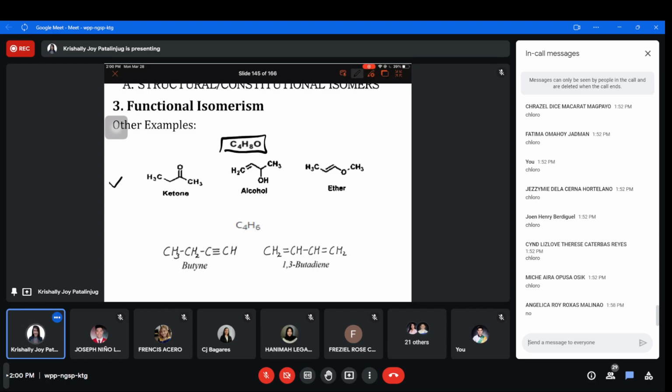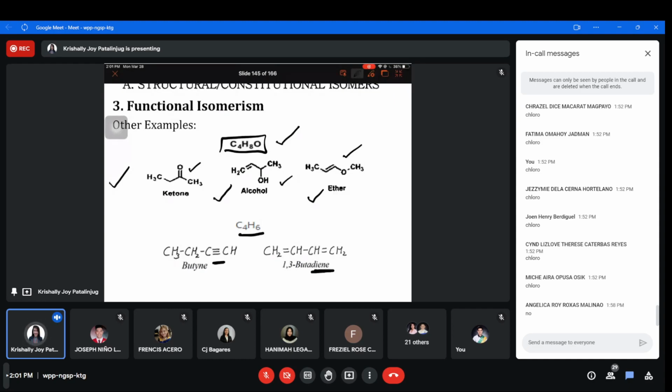Parehas, itong tatlong structure, parehas sila, apat yung carbon, 8 yung hydrogen, 1 yung oxygen. But they differ in structure. They differ particularly in the functional group present. Ito, may ether, may alcohol, and this one, merong ketone. C4H6, you could obtain an alkene, or you could obtain here an alkyne. Diba? Magkaiba yung functional group present, but they have the same formula. 4 yung carbon, 6 yung hydrogen.